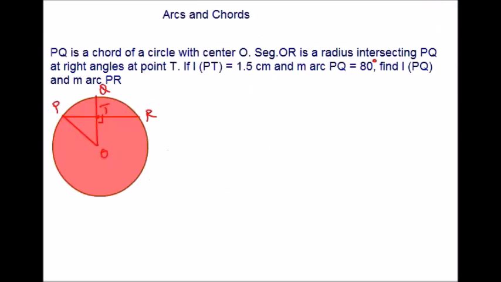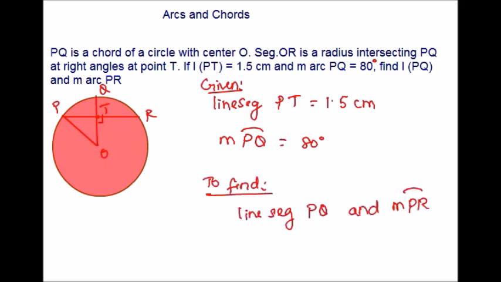Okay. Here is the next example. PQ is a chord and O is the center. Segment OR is a radius that intersects PQ at a right angle. If PT is equal to 1.5 centimeters and the measure of arc PQ is equal to 80 degrees, let us take down all the given information and find PQ and the measure of arc PR. These are the given information. So we are supposed to find the line segment PQ and the measure of the arc PR.